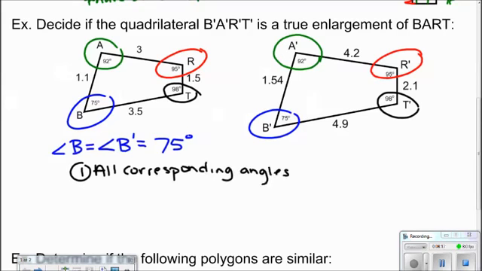And when you're proving if two polygons are similar, you do need to make these statements that show you've checked the angles as well as the side lengths. So you need to state that the corresponding angles are equal. It's not just enough to just circle them. You actually need to make that statement.